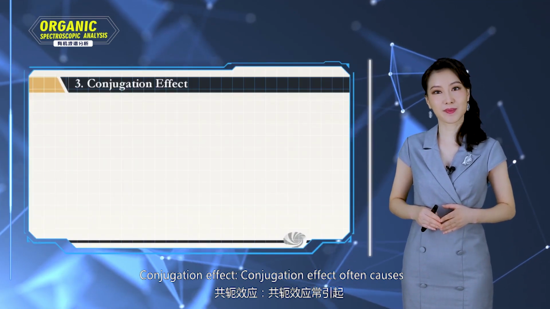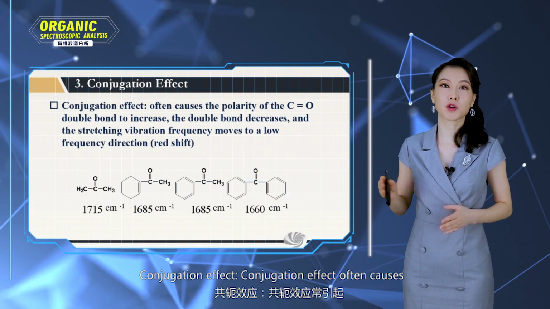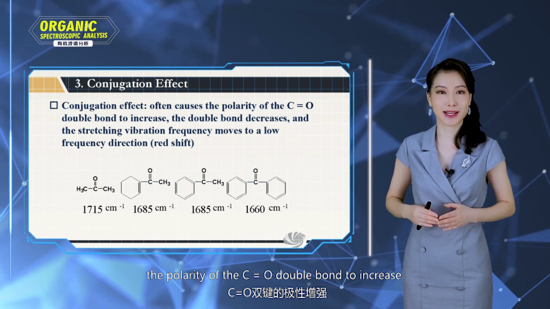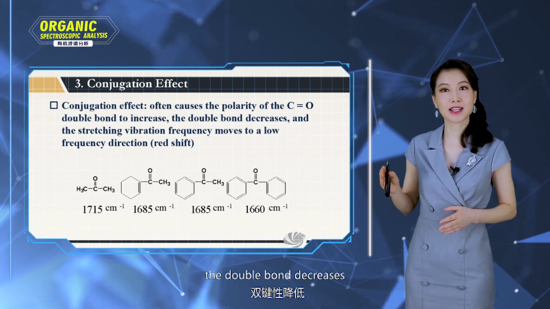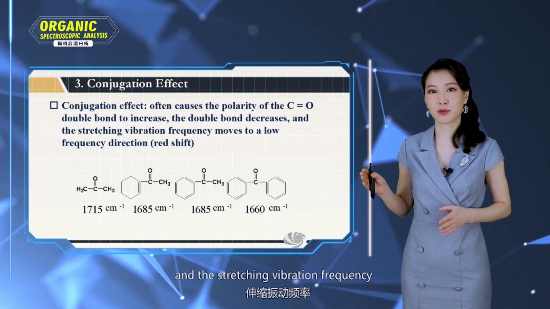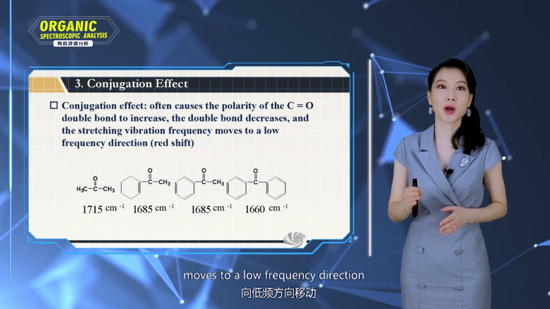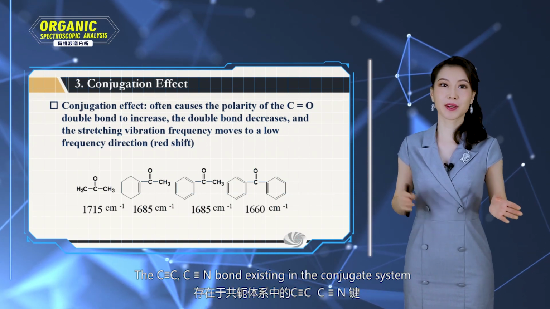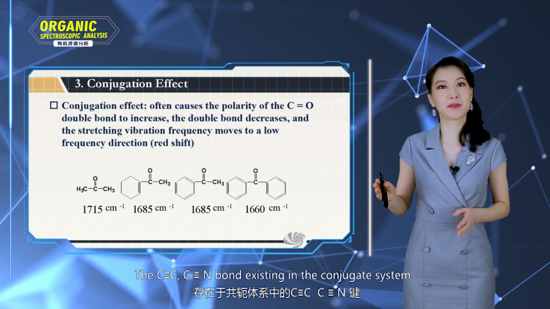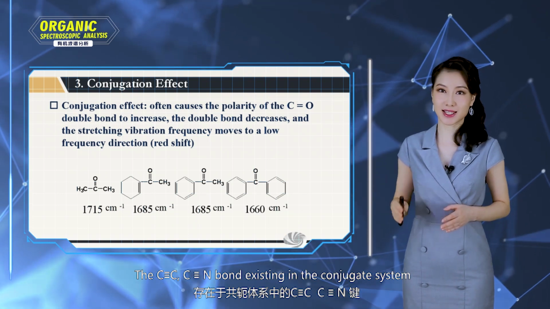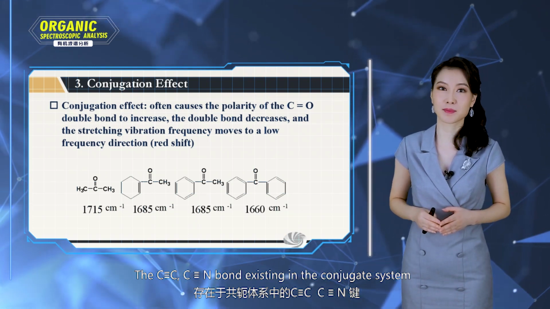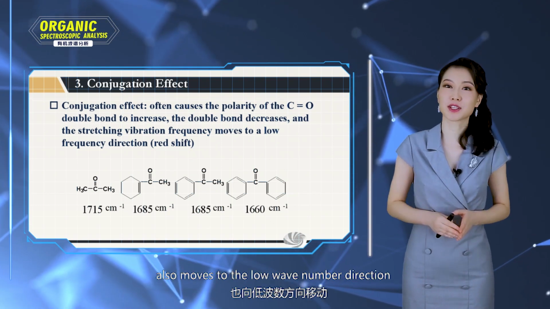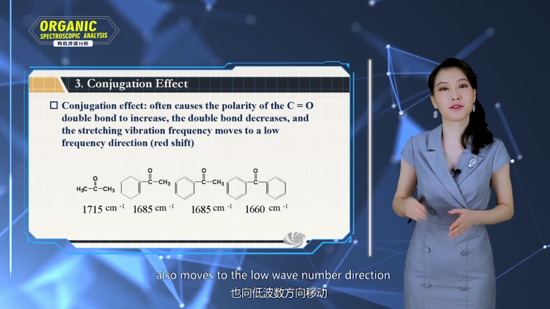Conjugation effect. Conjugation often causes the polarity of the carbonyl double bond to increase and the double bond character to decrease, and the stretching vibration frequency moves to a lower frequency direction. A carbon-carbon triple bond or carbon-nitrogen triple bond existing in a conjugated system also has its stretching vibration frequency move to a lower wave number.